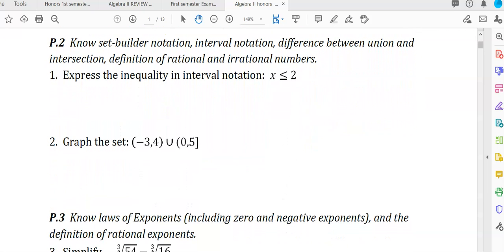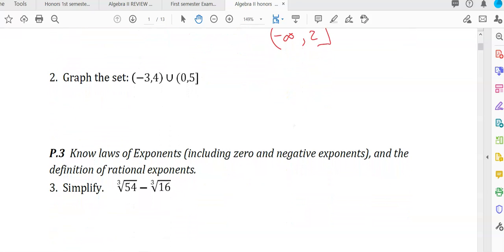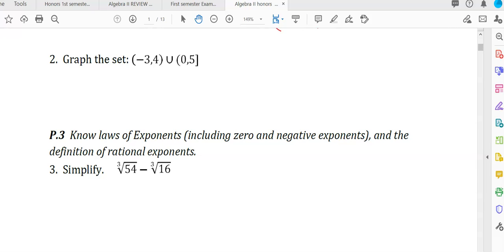Okay, so let's start with interval notation. So less than or equal to 2, so that would be from negative infinity is the lower bound. 2 is the upper bound. It's inclusive there. It includes 2, so it's going to be a bracket. Infinity is always parentheses.